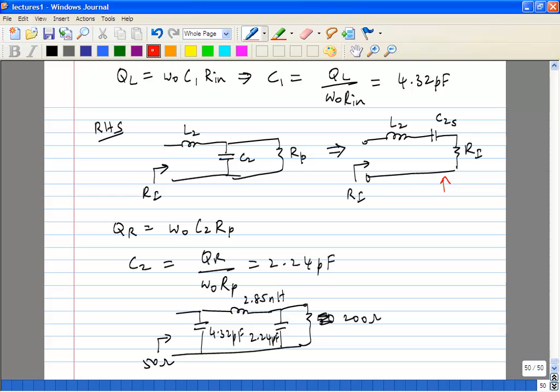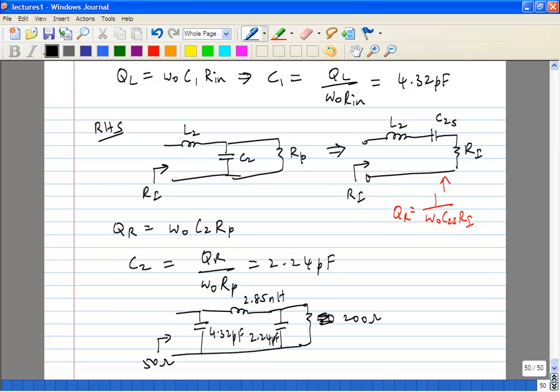That will be 1 by omega naught C2 is R. Yes, Ri. What you can do is, you know the relationship between C2S and C2. If you plug that in here, it will cancel and you will end up getting Ri equals Ri, right? Because Q is in terms of Ri or Rp, so they are just equivalent.